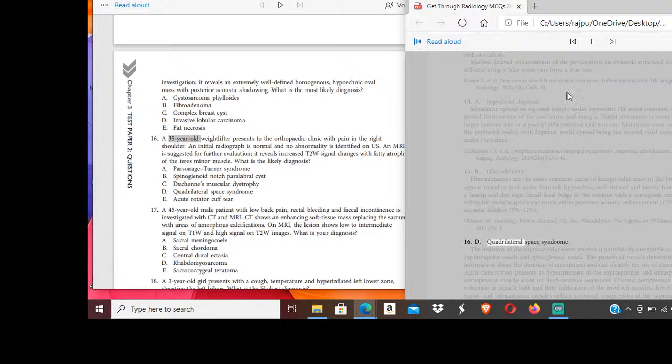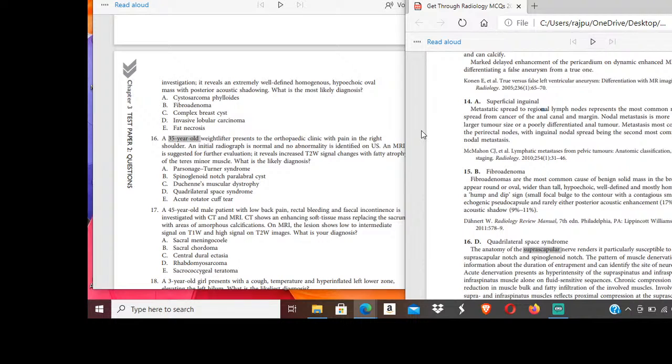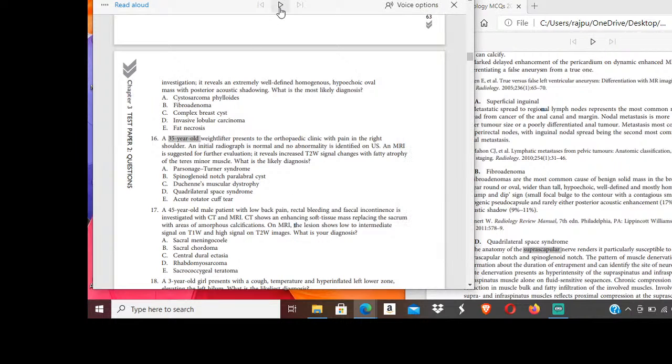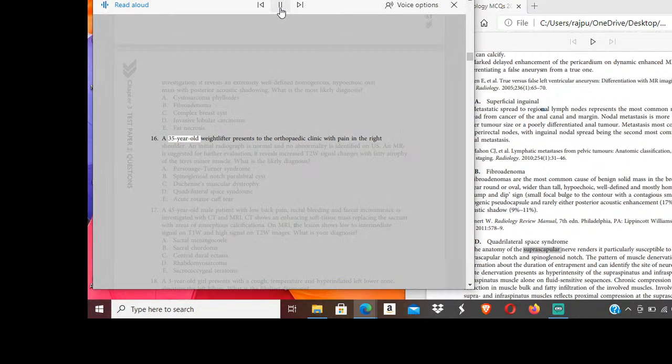16. D. Quadrilateral space syndrome. The anatomy of the suprascapular... A 35-year-old weightlifter presents to the orthopedic clinic with pain in the right shoulder. An initial radiograph is normal and no abnormality is identified on US. An MRI is suggested for further evaluation. It reveals increased T2W signal changes with fatty atrophy of the teres minor muscle. What is the likely diagnosis? A. Parsonage-Turner syndrome. B. Spinoglenoid notch paralabral cyst. C. Duchenne's muscular dystrophy. D. Quadrilateral space syndrome. E. Acute rotator cuff tear.